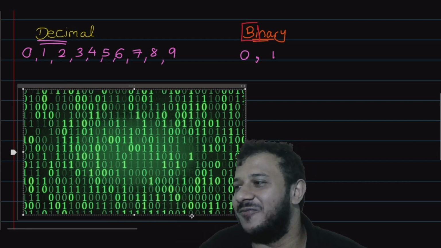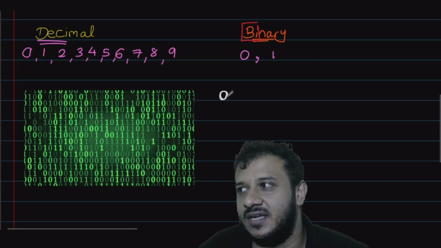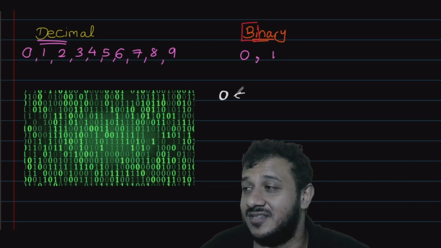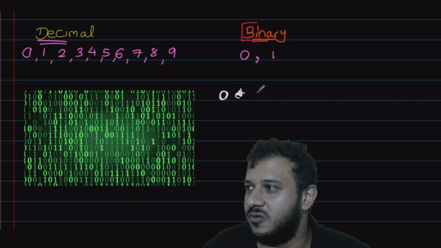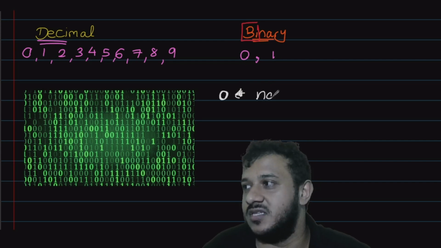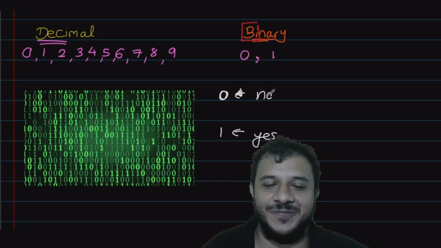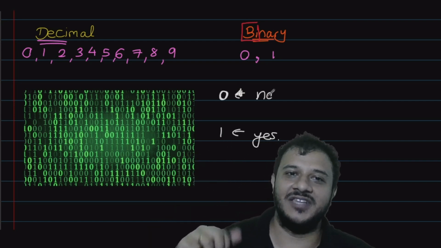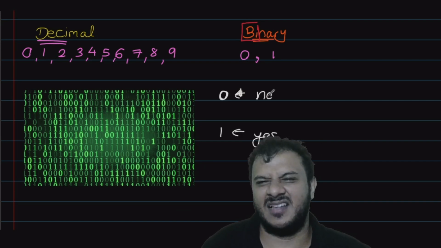The funny thing is this: when we code, zero means, in electrical engineering and even in IT, zero means no, one means yes. Or zero means negative, one means positive. If you switch on a light, we call it a one state. When you switch off the light, we say it's the no state. It's something like that.